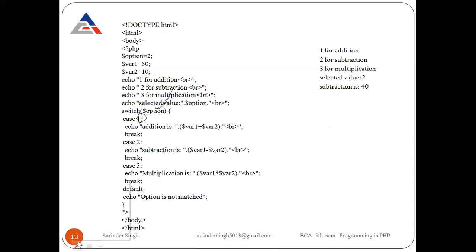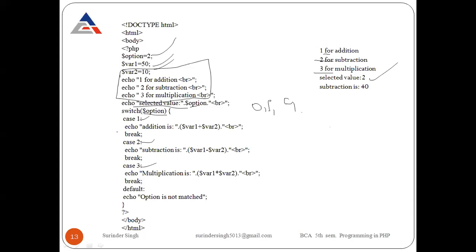This is the same example we have written with the switch statement. Clear? We have the option variable, and here we are assigning a value to it. Then we have variable 1, variable 2, and here we are printing 1 for addition, 2 for subtraction, 3 for multiplication. Then we are printing the selected value, option variable 2. Now the option variable has value 2, and here we are passing the option variable to which you want to compare, and the values with which you want to compare will be with these cases. It is not mandatory that the value will always be 1. It can be 0, it can be 5, it can be 9, any value with which you want to compare.